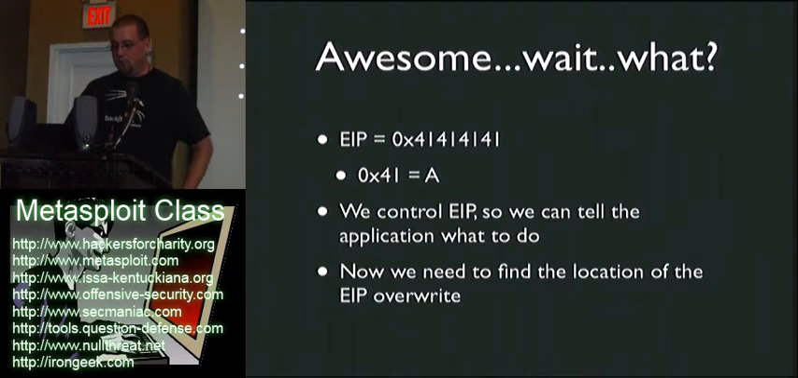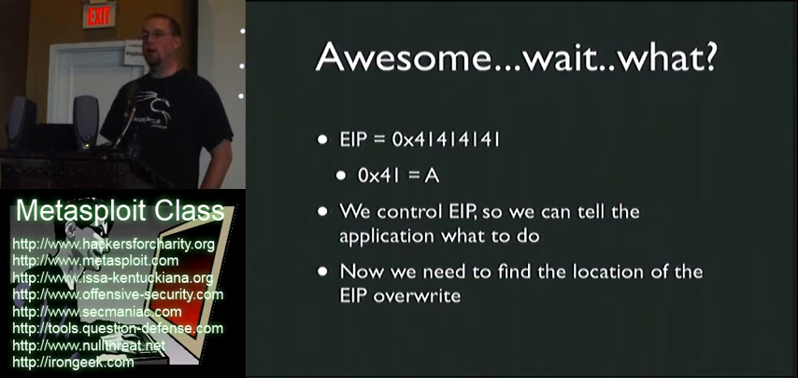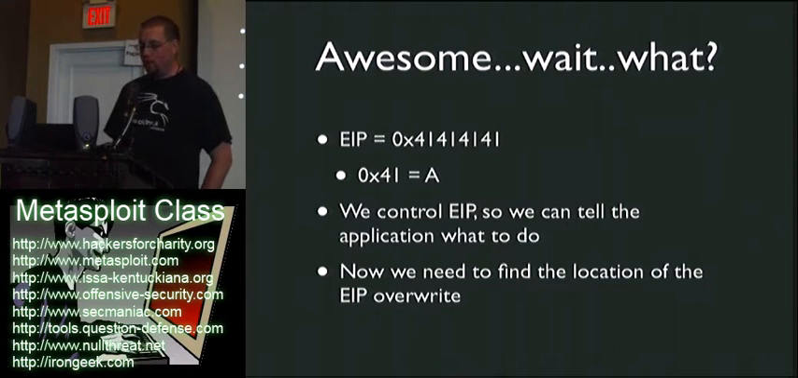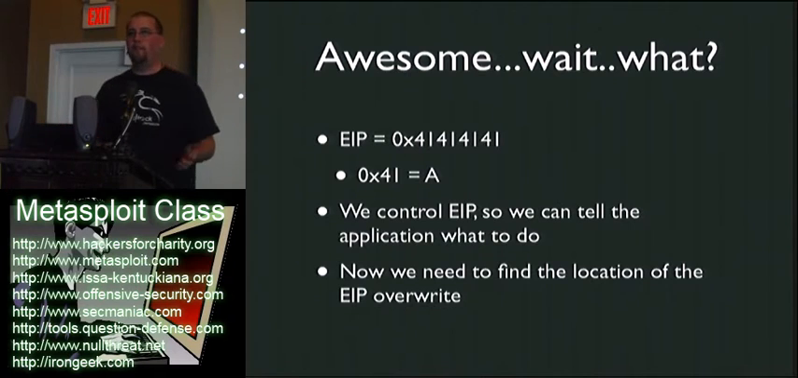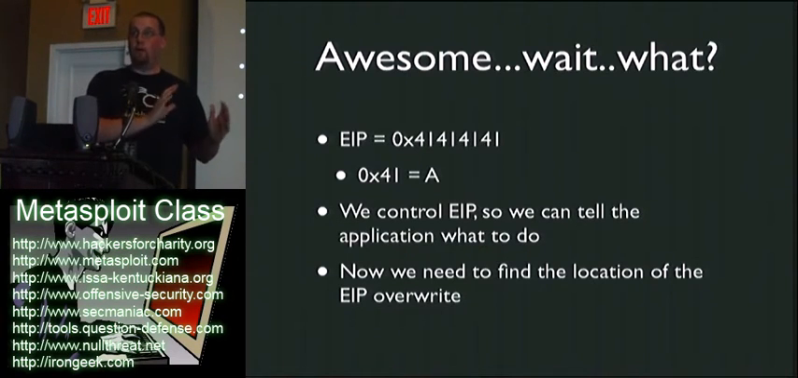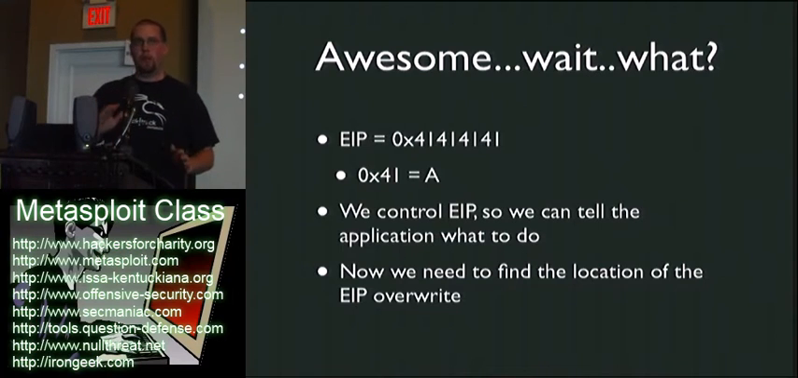Okay, so EIP equals 41, which is hexadecimal for the letter A, so we overwrote it with our A's. Now that we control it, we can tell it what to do, but we need to find out where in that series of A's, the 300 to 500 A's we sent, that 4-byte overwrite occurs. Quickly, any questions? Do you guys understand what just happened there? I sent a bunch of crap to it, it didn't like it, it crashed. Okay.